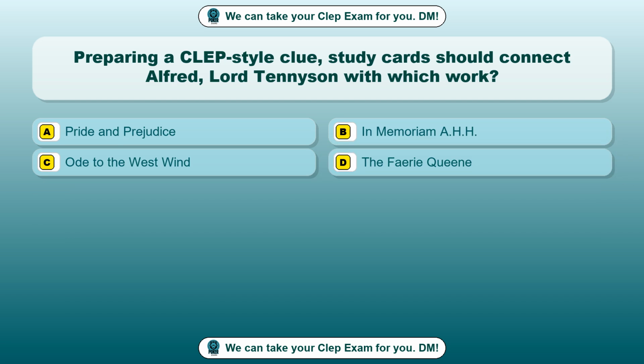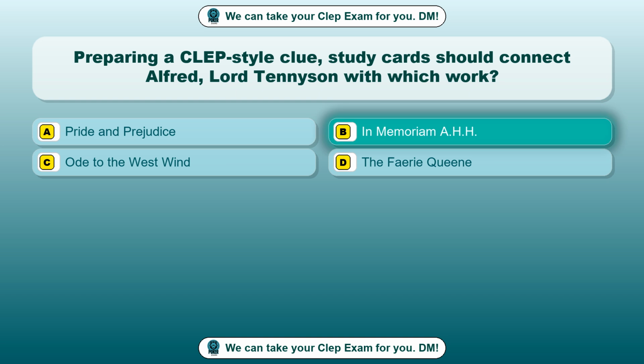Question 54. Preparing a CLEP-style clue, study cards should connect Alfred, Lord Tennyson with which work? Option A, Pride and Prejudice. Option B, In Memoriam A.H.H. Option C, Ode to the West Wind. Option D, The Faerie Queene. The correct answer is option B.